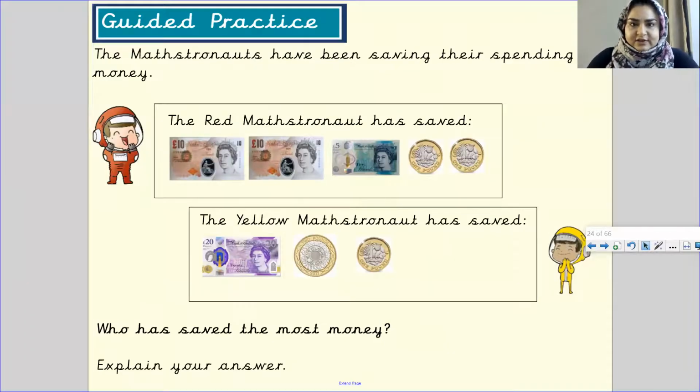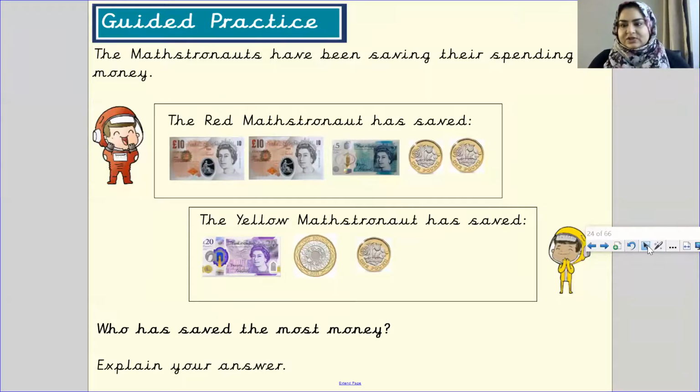Now, this is your next guided practice. The mastronauts have been saving their spending money. The red mastronaut has saved this, and the yellow mastronaut has saved this. Who has saved the most money? Explain your answer. So what I would like you to do is pause the video and work out how much the red mastronaut has saved, and then work out how much the yellow mastronaut has saved. Then write down who has saved the most money. Okay, pause the video now and complete this guided activity.